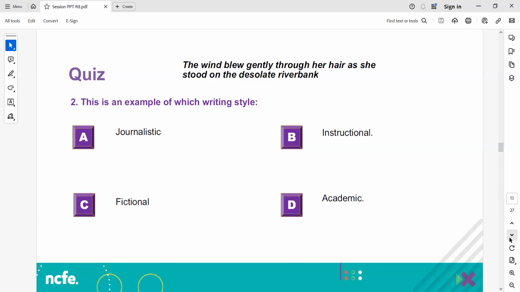The wind blew gently through her hair. So we're getting a picture of this lady or girl stood on a riverbank with her hair gently moving around in the breeze. We're not going to get that type of image in our mind if we're reading a newspaper report or an instructional manual. Good, well done.